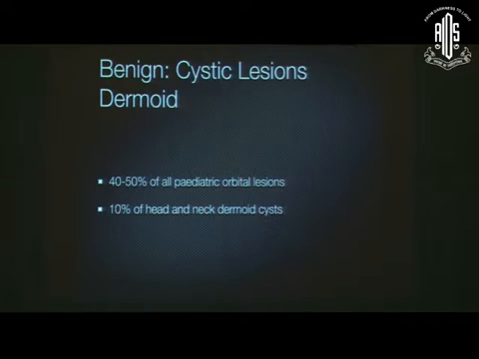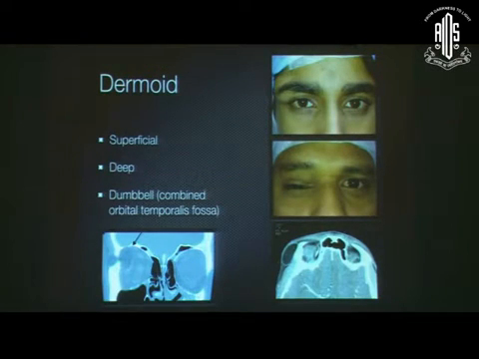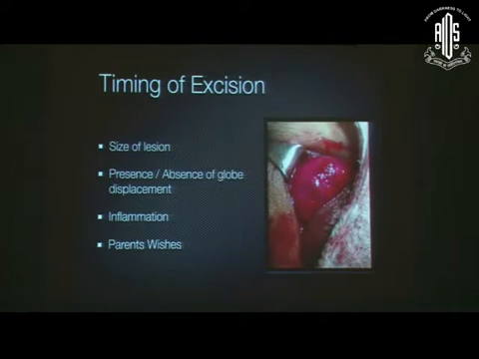Moving on to the benign lesions, cystic lesions. Dermoid is the commonest one. It comprises 40 to 50% of all pediatric orbital lesions. And these may be superficial, deep, or sometimes they are combined, having a deep component which passes through the bone and has a superficial component. These are called dumbbell dermoids. The approach and treatment is basically excision, and wherever the dermoid is located, you would try to excise it with the minimum possible scar.